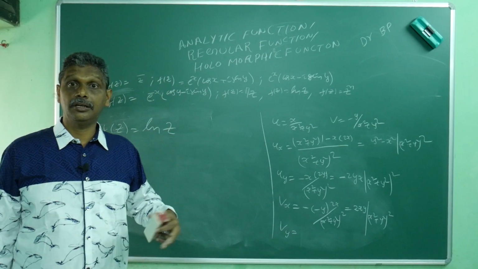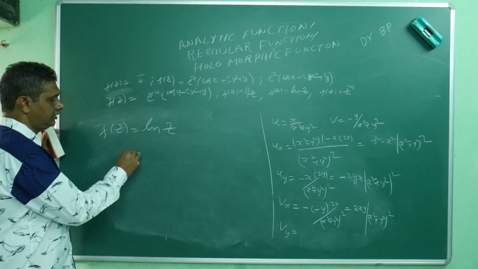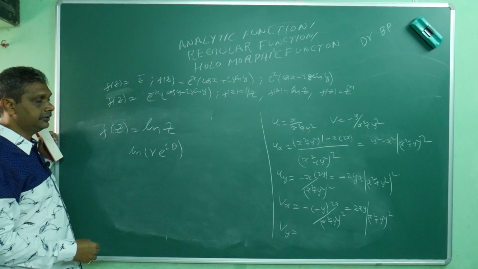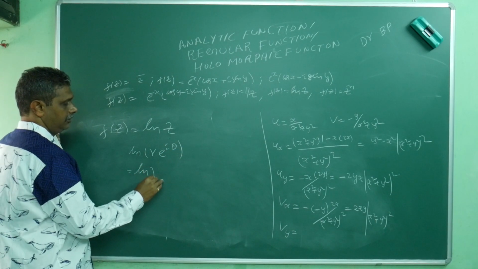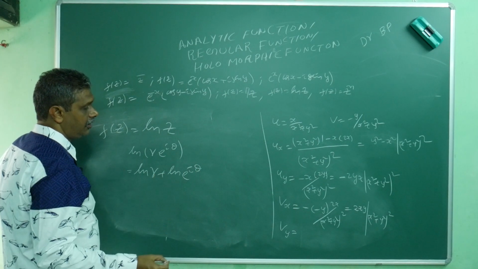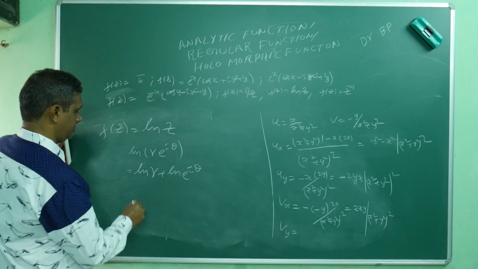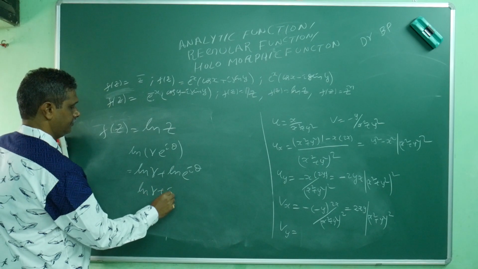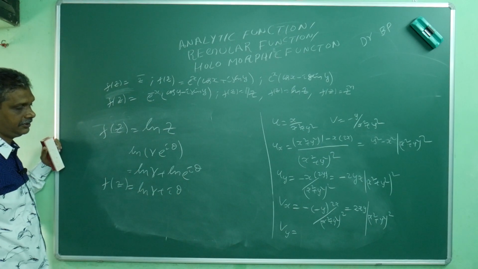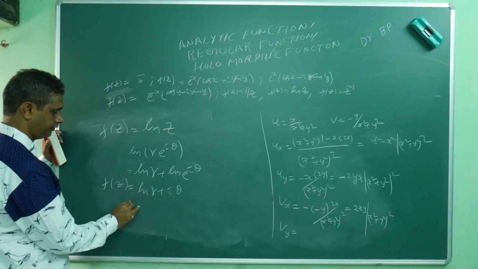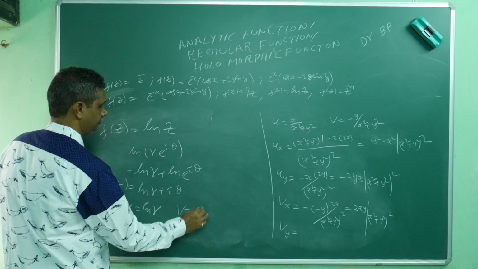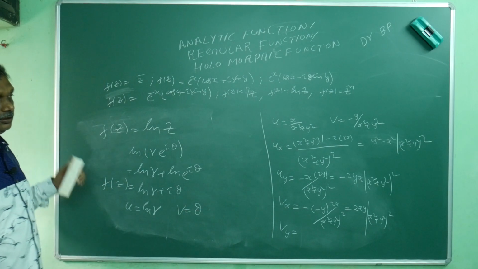Log ab, I can write log a plus log b. So this how we will write log r e power i theta. Correct or not? So we can write log r plus log e power i theta, which is i theta into log e, and log e base is 1, already studied. So log r plus i theta. That's it. Now who is my u? Log r. Who is my v? Theta.